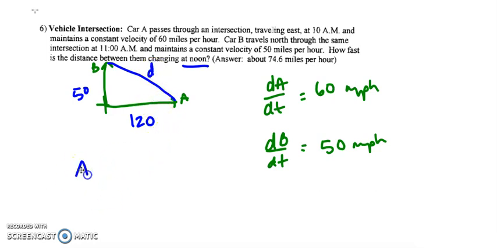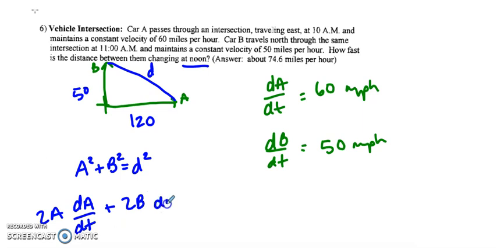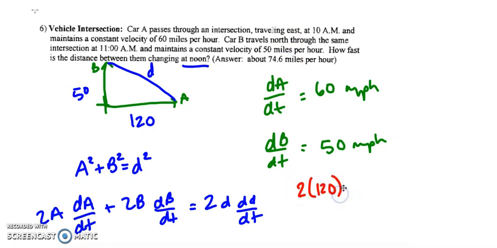So let's do this. We'll say that a squared plus b squared equals d squared. And we'll differentiate implicitly that 2a dA/dt plus 2b dB/dt is equal to 2d dd/dt. That's a tongue twister. And then a, we are told, is 120 miles, or we figured that out. dA/dt is 60. B is 50 miles, and dB/dt is 50.